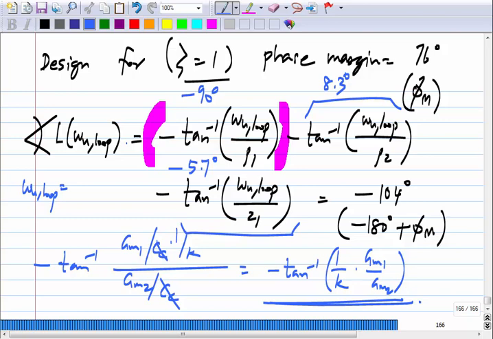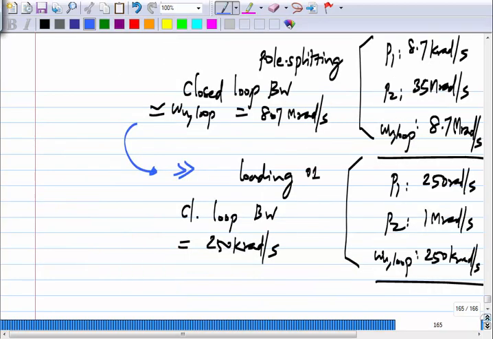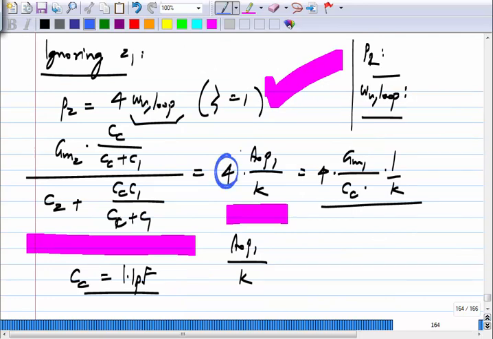So what is the ratio between omega u loop and P2? How much? 7. Okay. All you have to do is alpha. So instead of just 4, you have 7. This alpha is easy for this. I have the quadratic equation from yesterday. Somewhere, in place of 4, you have to put 7. Put it in the right place and calculate the value of CC and let me know.